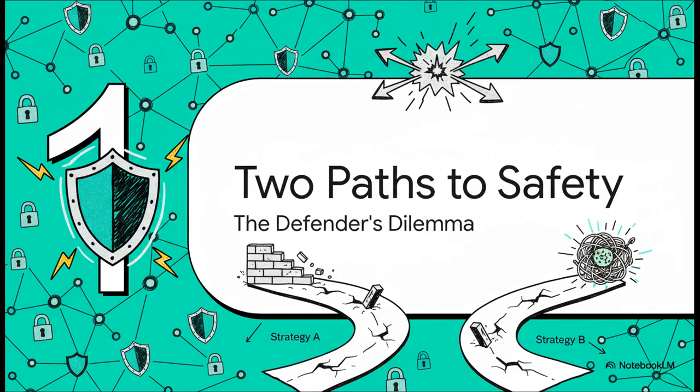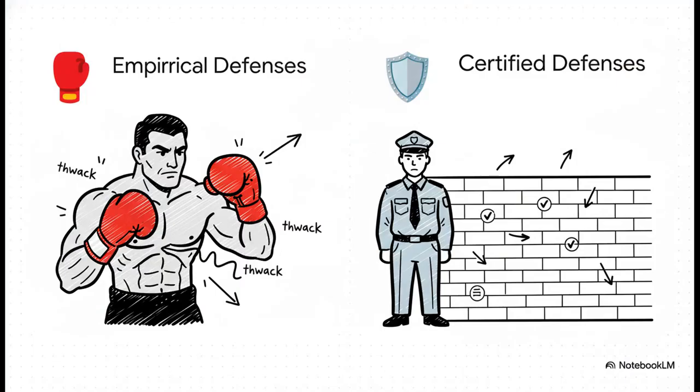Okay, so how do we protect our AI from this? Well, for a long time, the people building these defenses have been stuck between a rock and a hard place. It's this thing called the defender's dilemma, where you basically have to choose between two different strategies, and neither one is perfect. On one side, you've got what are called empirical defenses. The best way to think about these is like a heavyweight boxer who's trained to block specific punches. They are incredibly tough against attacks they've seen before. But the moment a new, clever attack comes along, one they haven't trained for, it can get right past their guard.